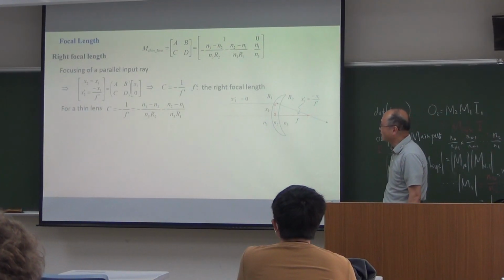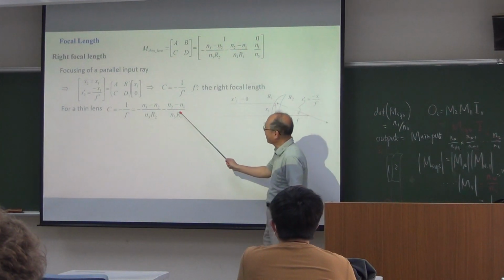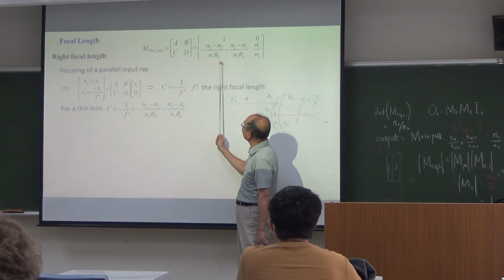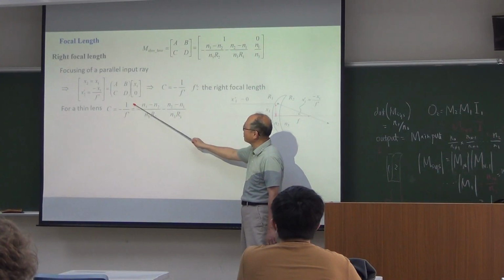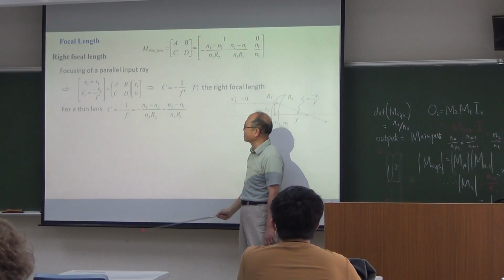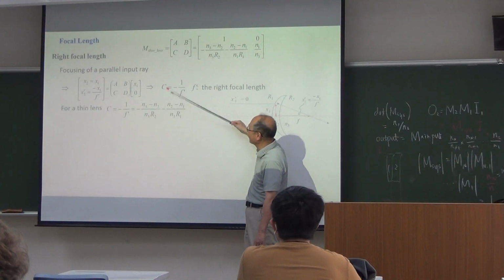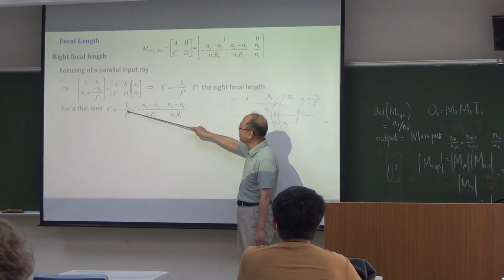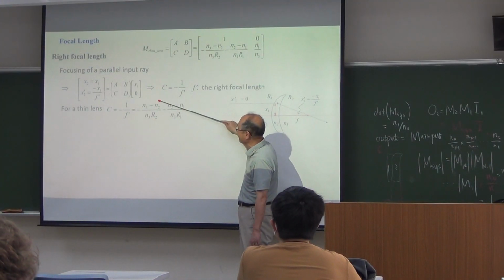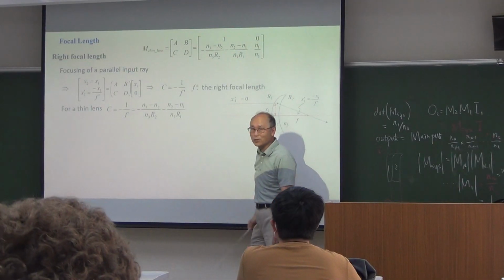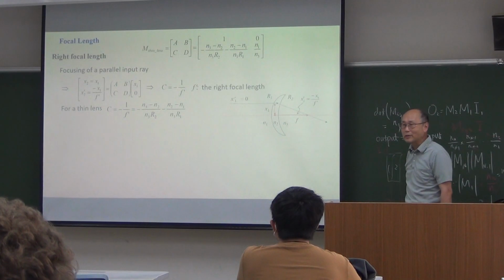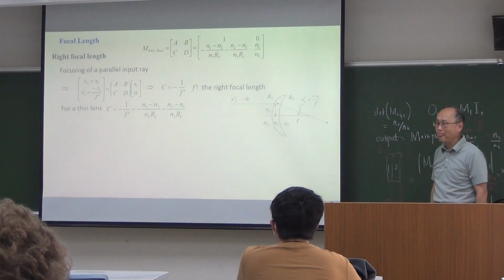So for a thin lens, we already have the ABCD matrix like this. This term is going to be equal to 1 over F prime with a minus sign. So if you just flip this and then put the minus sign on it, then you have the focal length of the optical element.